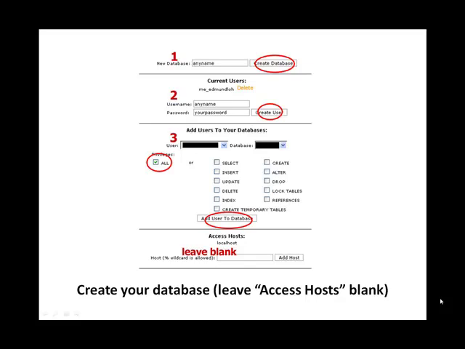Next up, you need to add the user to your database altogether with its privileges. So the third step is to assign the new username to your database. Click check the box all for privileges. Then click add user to database. You're done. You can leave the access host section blank and ignore this.